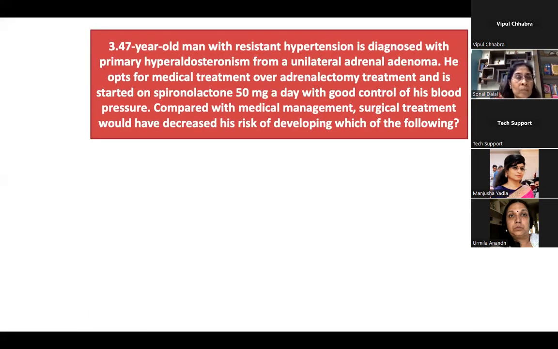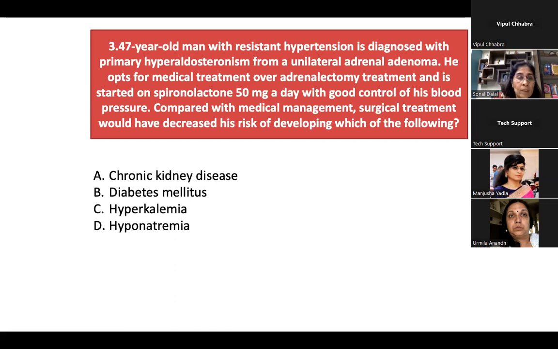The third case. A 47-year-old man with resistant hypertension is diagnosed with primary hyperaldosteronism from a unilateral adrenal adenoma, and he opts for medical treatment over adrenalectomy. He is started on spironolactone 50 milligrams per day with good control of his blood pressure. Compared with medical management, surgical treatment would have decreased his risk of developing which of the following? Chronic kidney disease, diabetes mellitus, hyperkalemia, and hyponatremia.